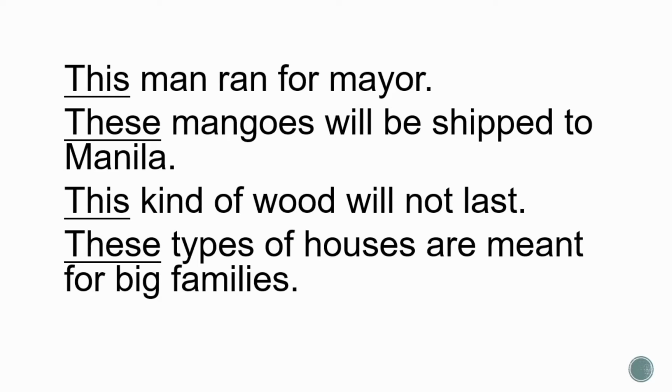Our demonstrative pronouns are this, that, these, and those. And as we know, this and that are singular, and these and those are plural. And of course, we use them for antecedents that also correspond to their number. That's why we used this, referring to the noun man, which is singular. These is plural to refer to the word mangoes, which is also plural. Another one is this, referring to kind. And these, referring to the noun types.